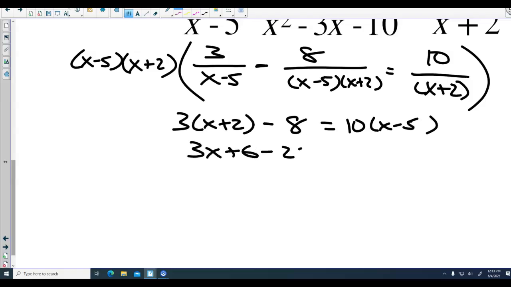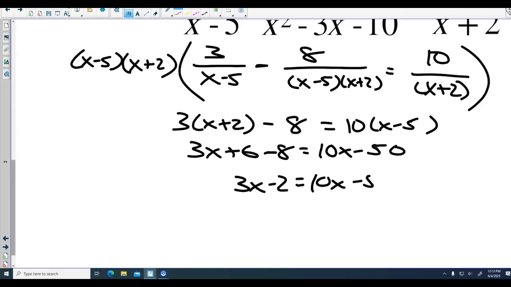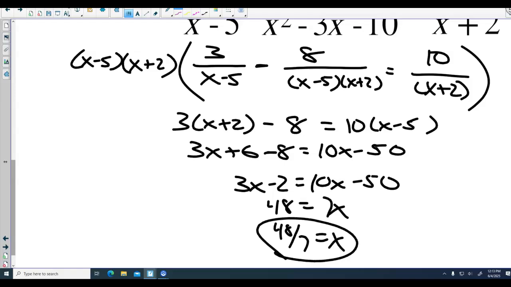3x plus 6 minus 8 equals 10x minus 50. Once again, combine your like terms. Whoops, minus 8, excuse me. So 3x minus 2, so let me make that 8 a little more clear there. Sorry about that. So it's going to be 3x minus 2 equals 10x minus 50. I'm going to subtract 3x on both sides, 7x. Add 50 on both sides, get 48. And 48 over 7 is my answer.